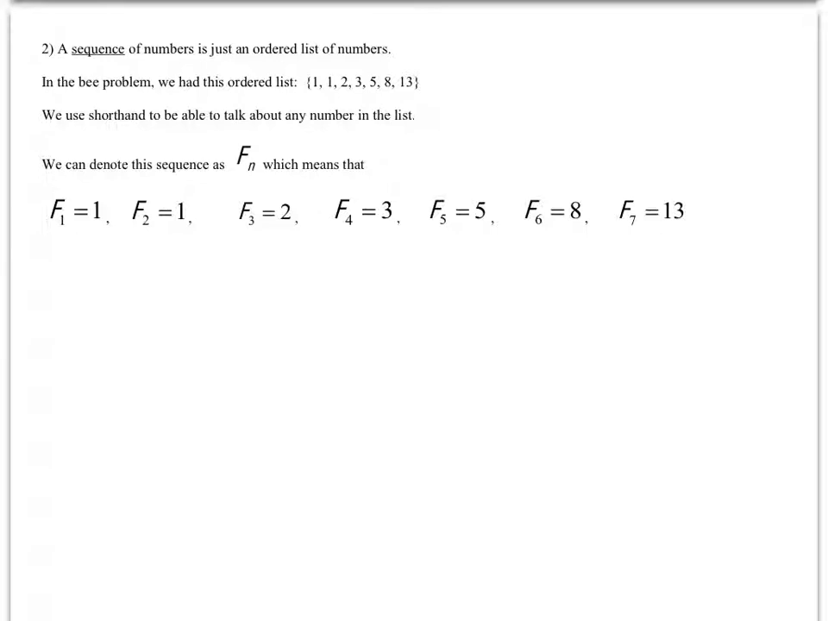So remember from the last lecture that a sequence of numbers is just a list of numbers. And in the bee problem, we had this ordered list, 1, 1, 2, 3, 5, 8, 13. And we use shorthand to talk about any number in the list. So I'm going to denote this sequence with the letter F, and the subscript n tells me which number in the list I'm talking about. So F sub 1 means the first number in the list, which is a 1. And F sub 7 means the seventh number in the list, which is 1, 2, 3, 4, 5, 6, 7, is a 13.